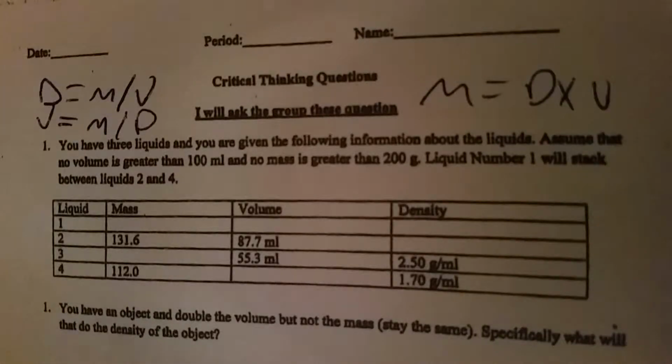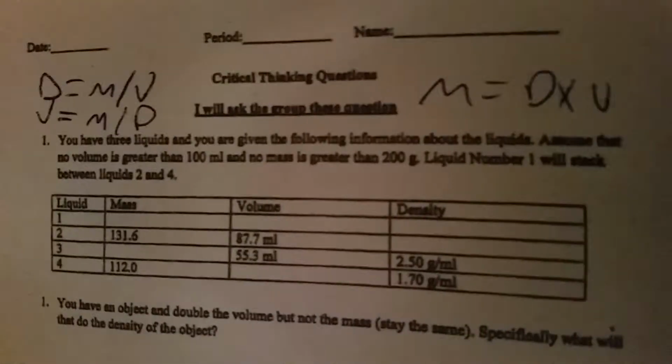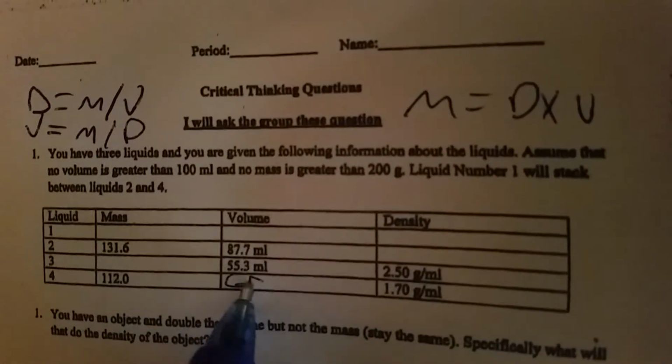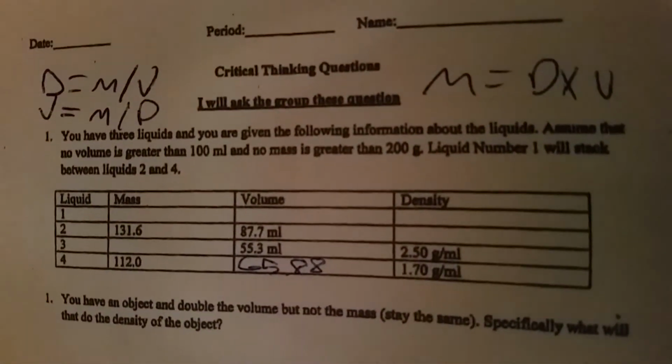So it'll be 112.0 divided by 1.7 grams or milliliters. And that should get you 65.88. Once you get that, was pretty much it for that one. You just have to solve the volume, which is going to be the same thing for 2 and 3, just different things. Number 3 is mass.